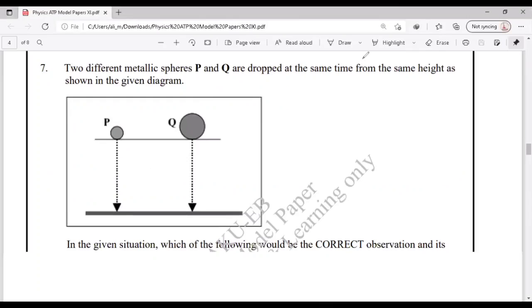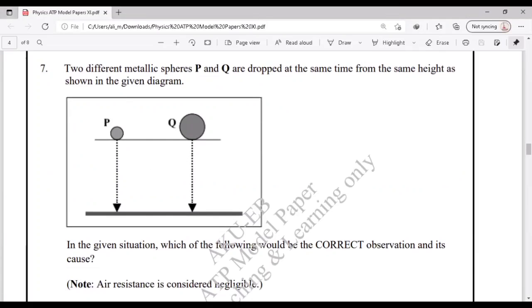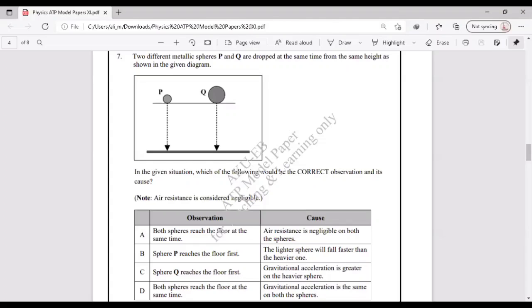Let's see question number 7. In this question, we have two spheres of different masses, P and Q, and they are dropped at the same time and from the same height, as shown in the diagram. The difference between these two spheres is their size or mass. They are dropped at the same time from the same height. In this given situation, which of the following could be the correct observation and its cause when air resistance is negligible?